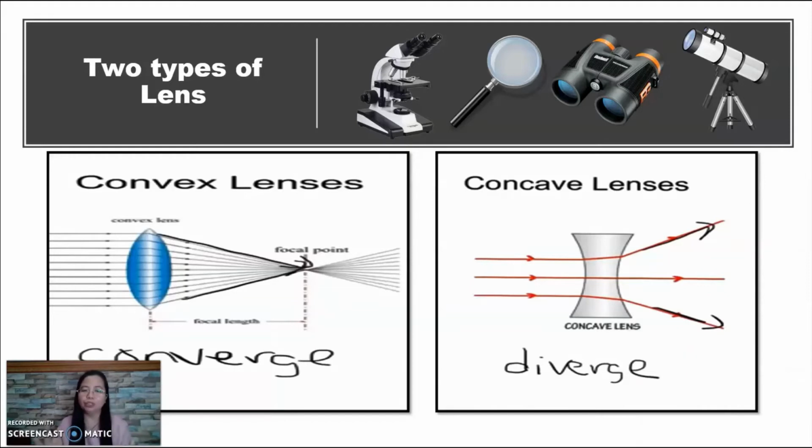So again, converge means to meet. That is for convex lens. And then diverge means to spread out or to scatter. And this is for a concave lens.